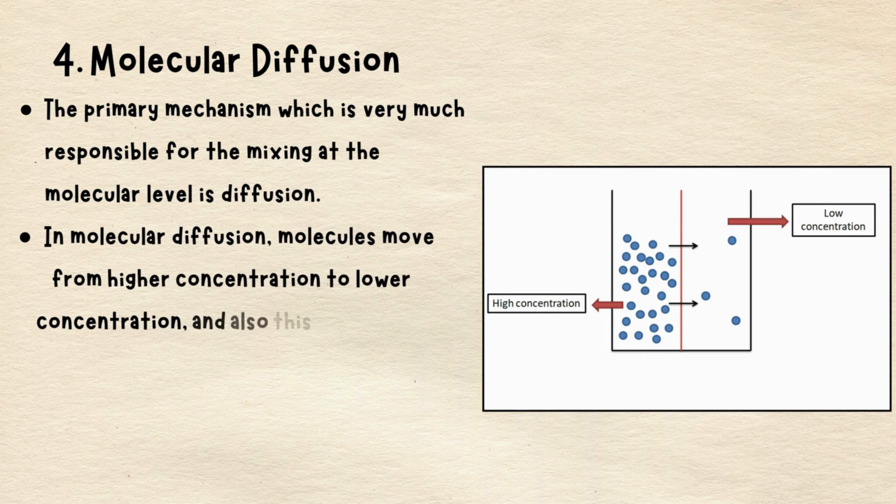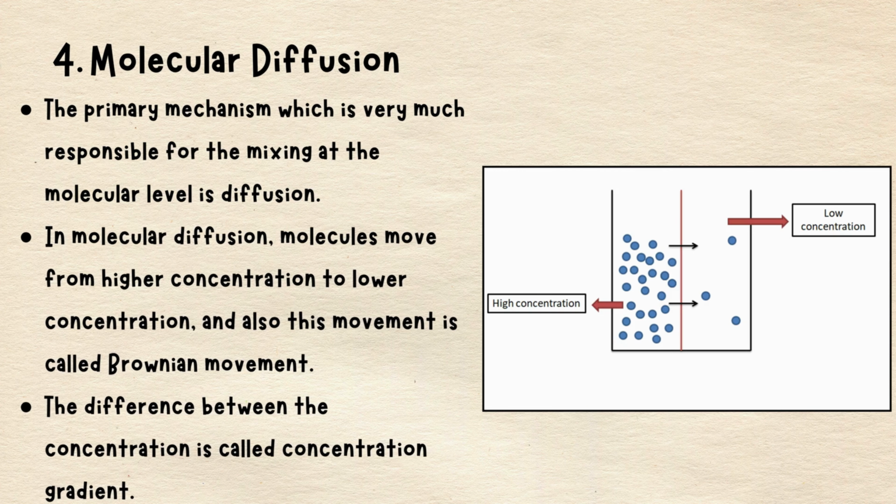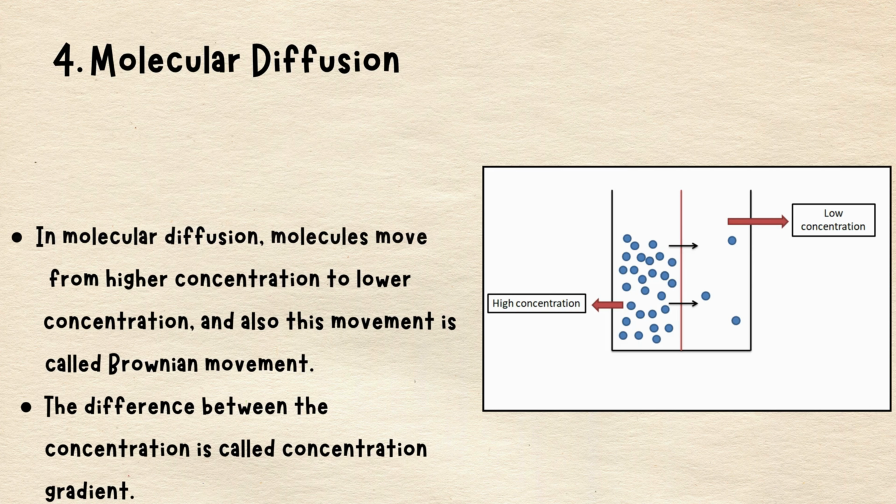And the final one is molecular diffusion. The primary mechanism which is very much responsible for the mixing at the molecular level is diffusion. In molecular diffusion, molecules move from higher concentration to lower concentration, and this movement is also called Brownian movement. And the difference between the concentrations is called the concentration gradient.